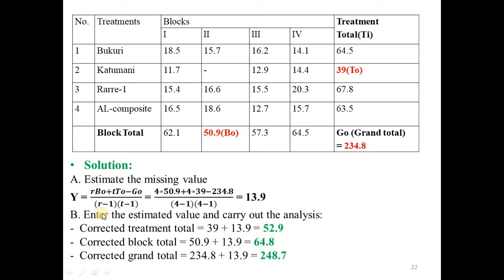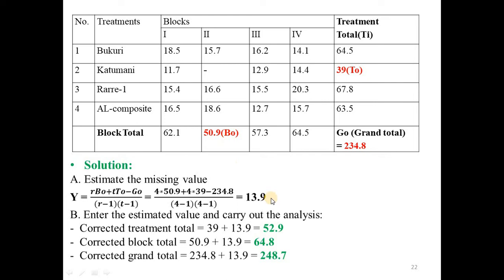And then the second step is to enter the estimated value and carry out the analysis. So the corrected treatment total is 39 plus 13.9. This is the missing value. This value is expected for this plot or for this observation.